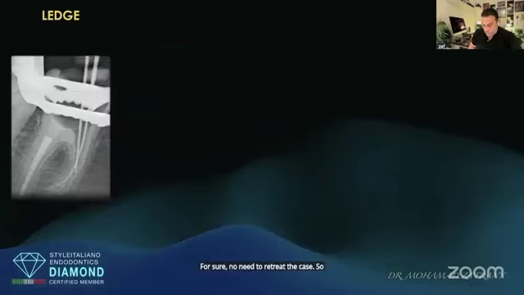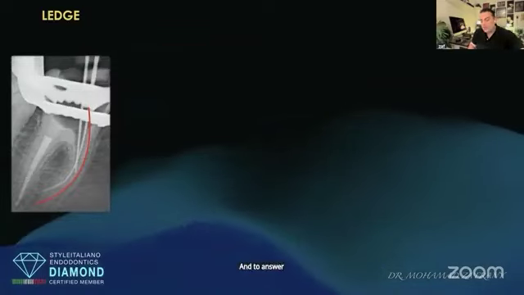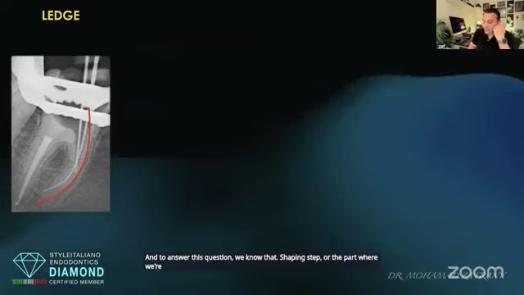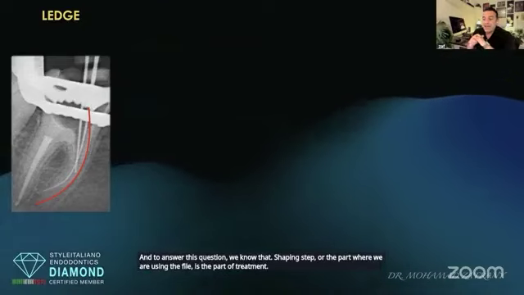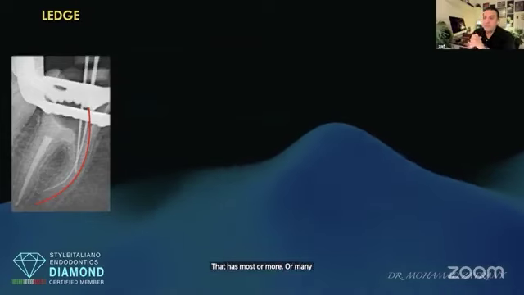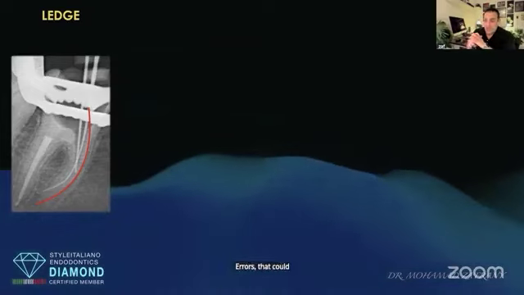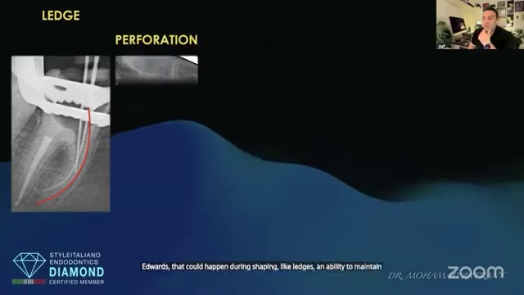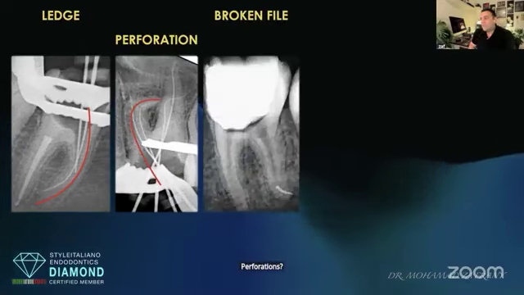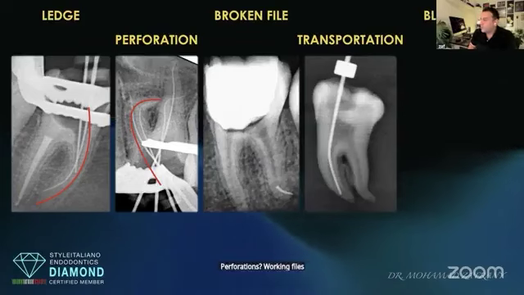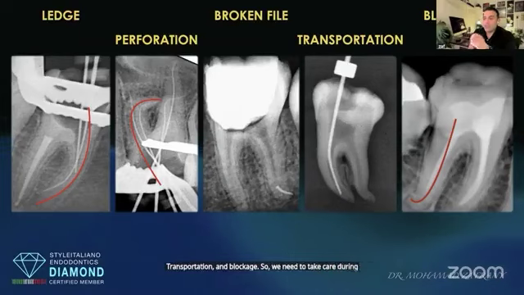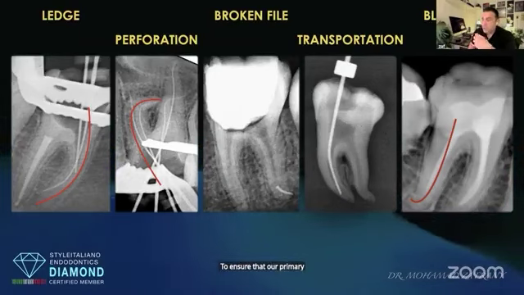So we need to answer this question. And to answer this question, we know that the shaping step, the part where we are using the file, is the part of treatment that has the most errors that could happen, like ledges, inability to maintain the original canal anatomy, perforations, working files, transportation, and blockage.